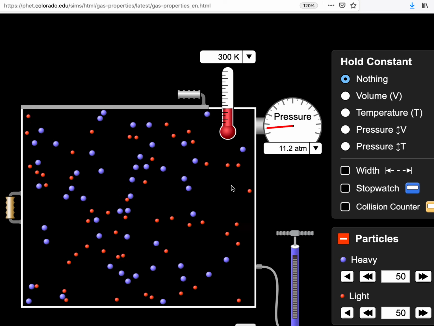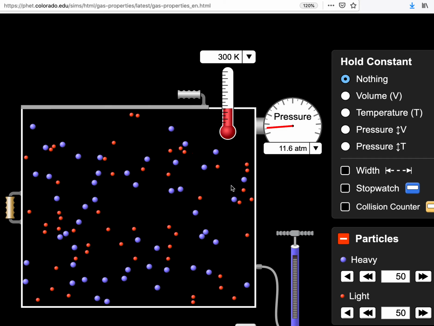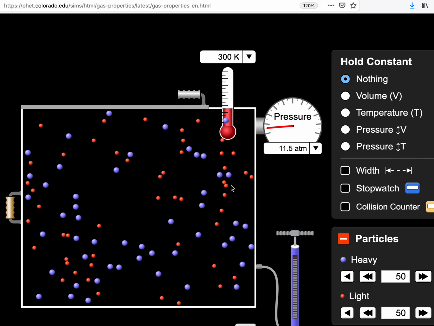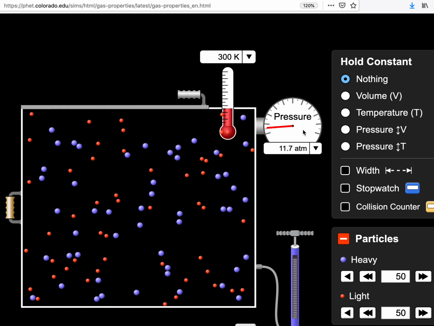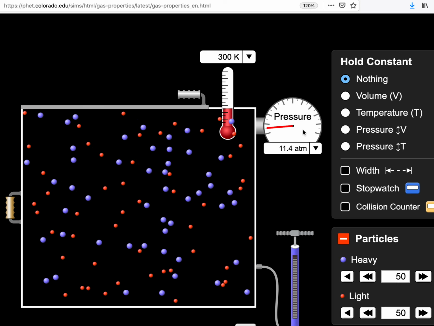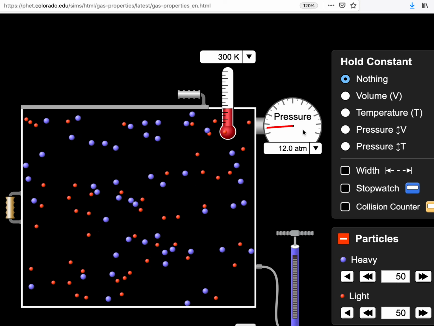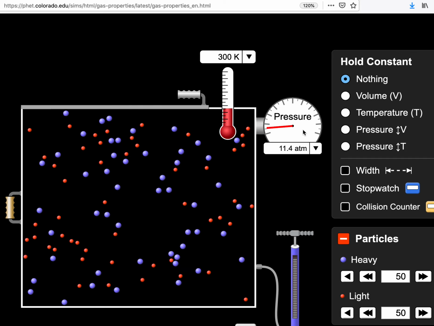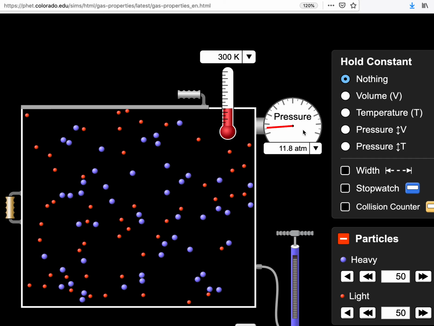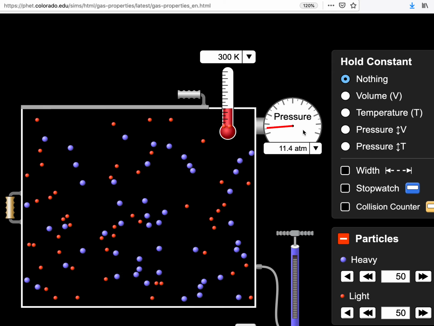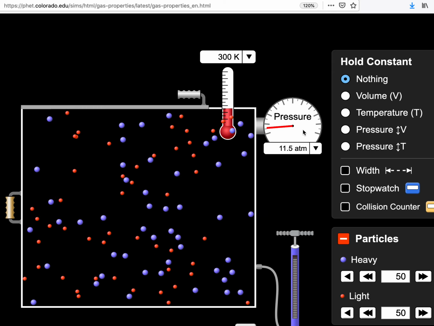The red gas particles have a pressure, the blue gas particles have a pressure, and what we measure macroscopically with one pressure gauge is those individual pressures, and we call those the partial pressure of the blue, the partial pressure of the red, and they sum to the total pressure.